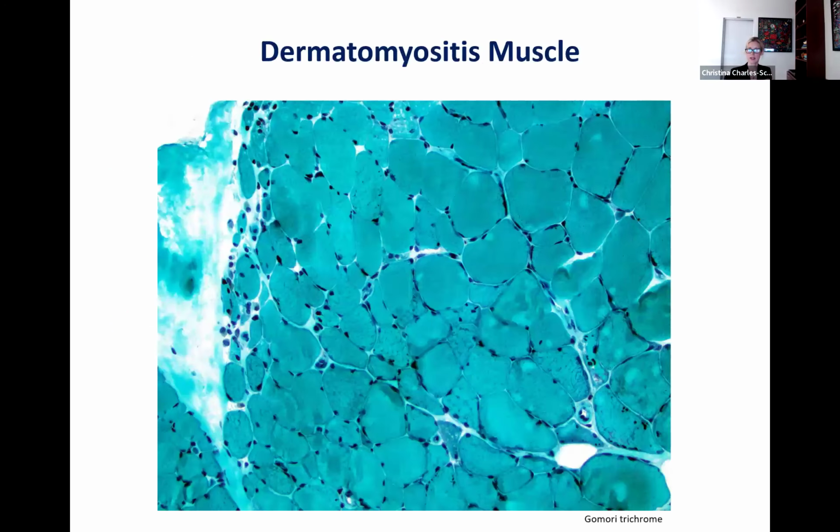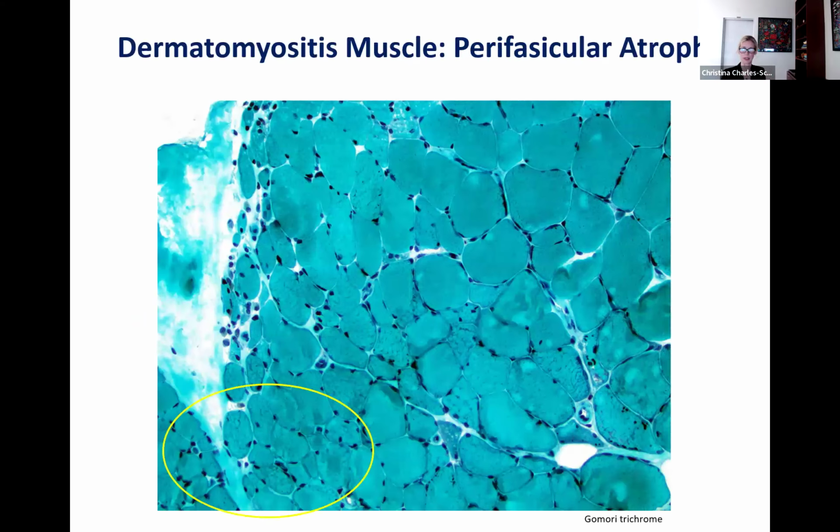Okay, so this is a Gomori trichrome stain from a patient of mine with dermatomyositis. I told you perivascular atrophy, that's what we're looking for. It's skeletal muscle, it's from the leg. Okay, so here is a fascicle. I hope you can see my mouse.